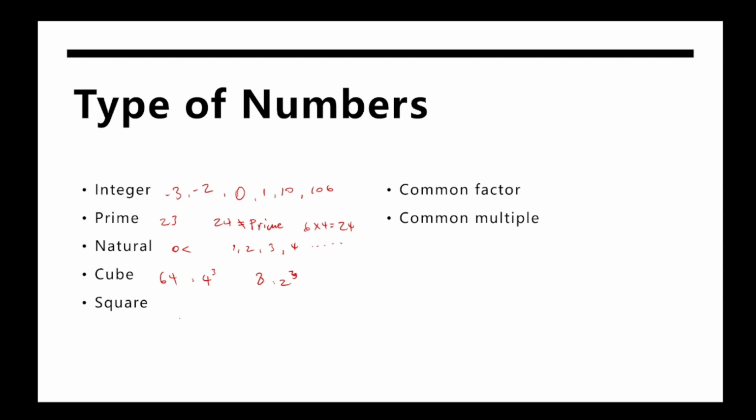The square numbers. Square numbers are similar to cube numbers, which is the square of another number. An example would also be 64, which is the square of 8. And 16, which is the square of 4.